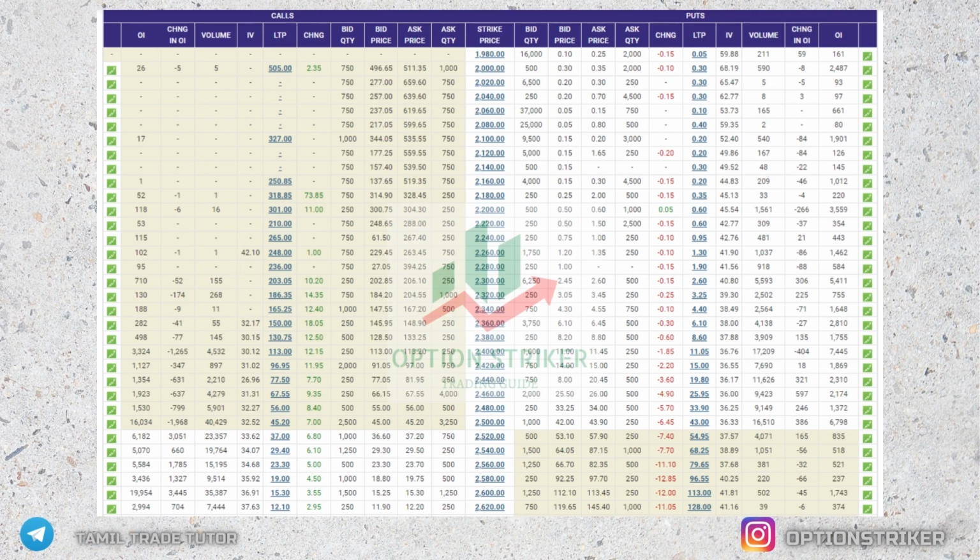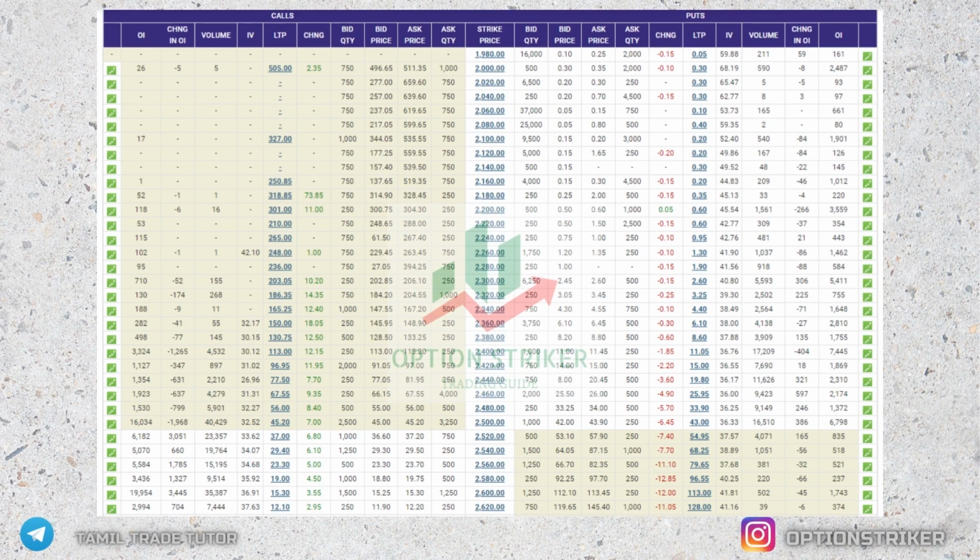Now implied volatility, which is IV. IV shows the price swing of the strike price. If a strike price has more IV, then the premium of the strike has more chance to move higher. Now LTP. LTP is nothing but last traded price. It tells the last traded price of the premium. It may be on the call side or even the put side.